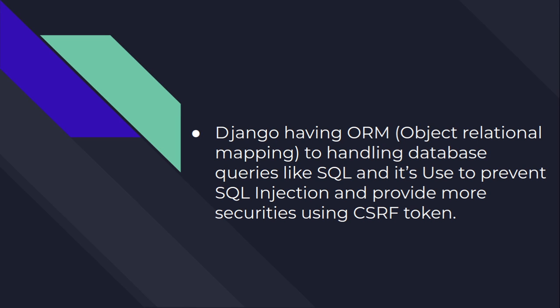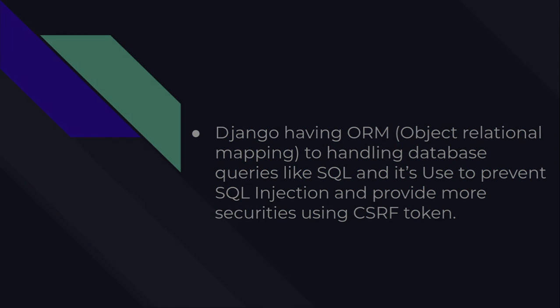Okay, and the Django ORM also prevents SQL injection, and Django also provides more security using the CSRF token whenever we are making any request to our Django server. If that CSRF token is not matched, then it will give us an error. We will see more about the CSRF token, and if we don't want to use this CSRF token with any request, how we can make that type of request. So we will see each and every detail in this series.